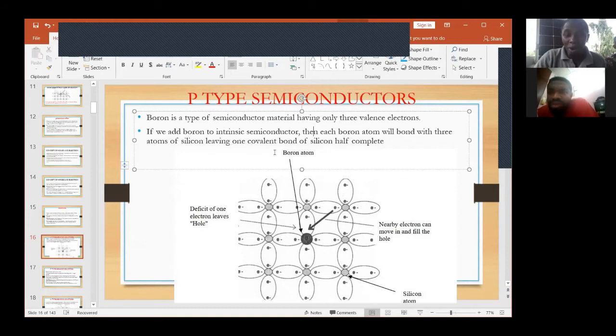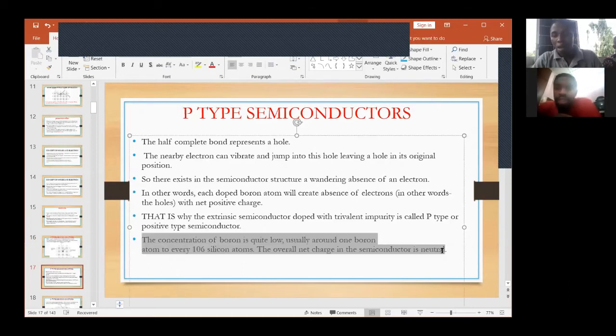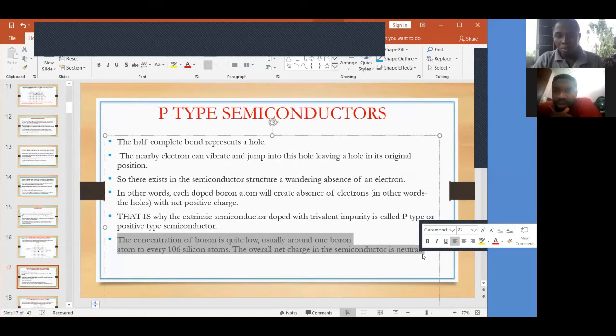Now, the problem along that line is what we call the solubility problem. I will just read that line to you. All right. The concentration of boron is quite low, usually around 1 atom of boron to each 10^6 atoms of silicon.